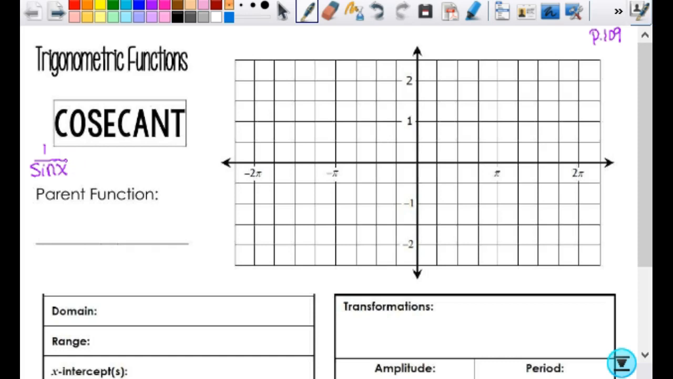They are reciprocals of each other. They are not inverses of each other. Those are two different things. Your parent function for cosecant is going to be f of x equals csc of x.